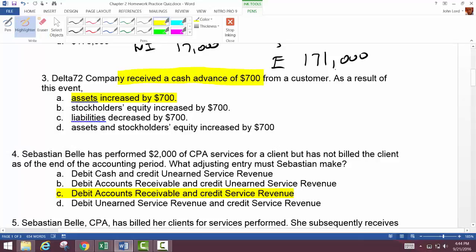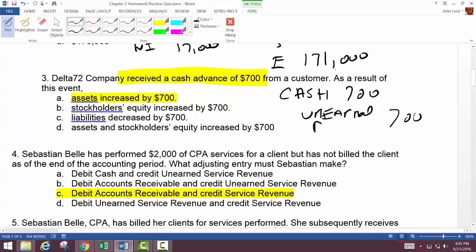It's what? Received a cash advance from a customer. If I receive a cash advance, someone is providing me the cash in advance of providing the service, right? Okay, so if that's the case, what happens? Obviously, I'm going to debit cash because I'm receiving cash for $700. I have to credit something, don't I? I credit a liability called unearned revenue because what? If I don't provide the service, am I going to have to pay the person back? Right? So I'm going to have unearned revenue of $700 here, and if I have to pay the person back, I will, right?